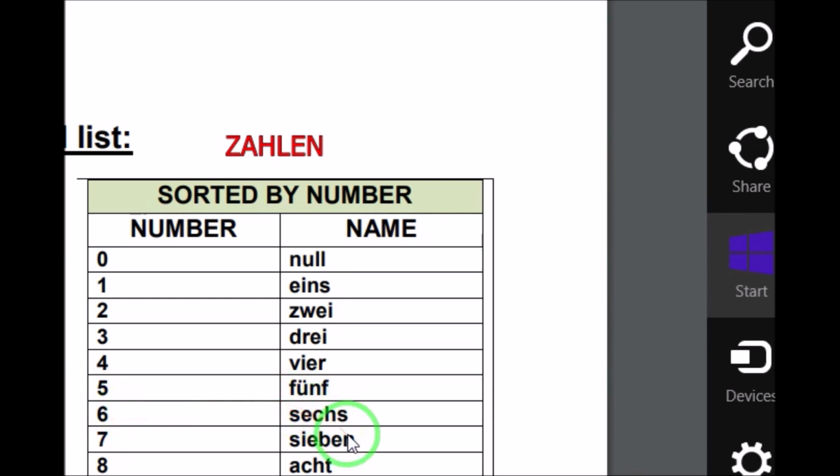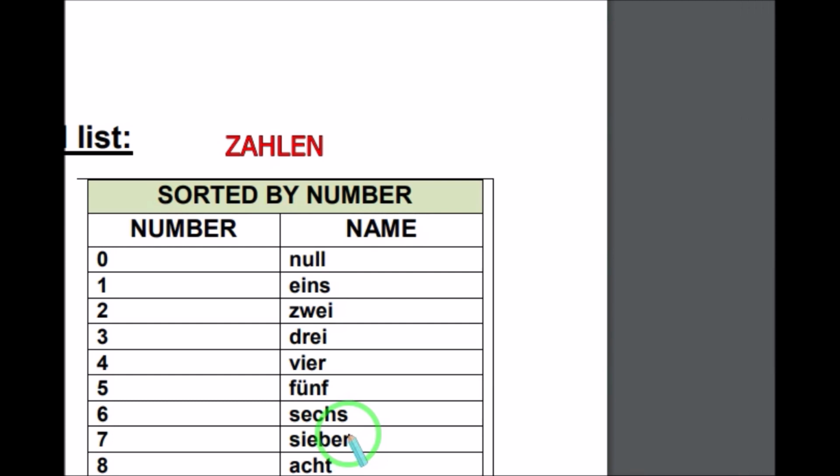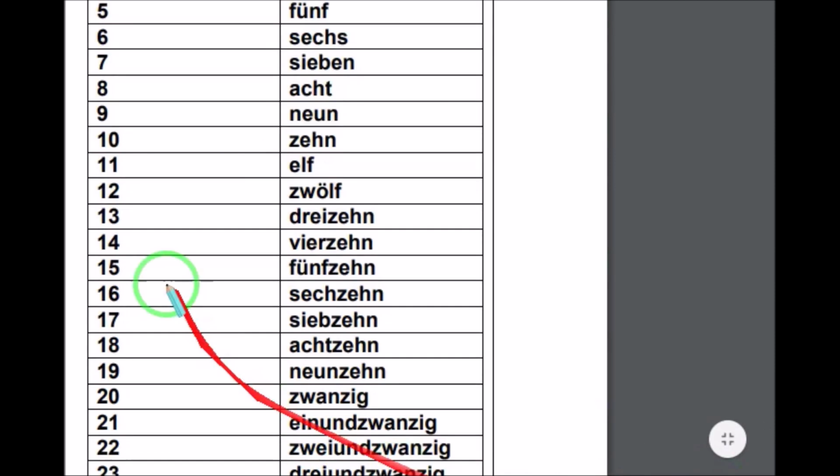6 is sechs. Here the pronunciation of S is Z. So we say it sechs. Next, 7, sieben. Then 8, acht. 9, neun.